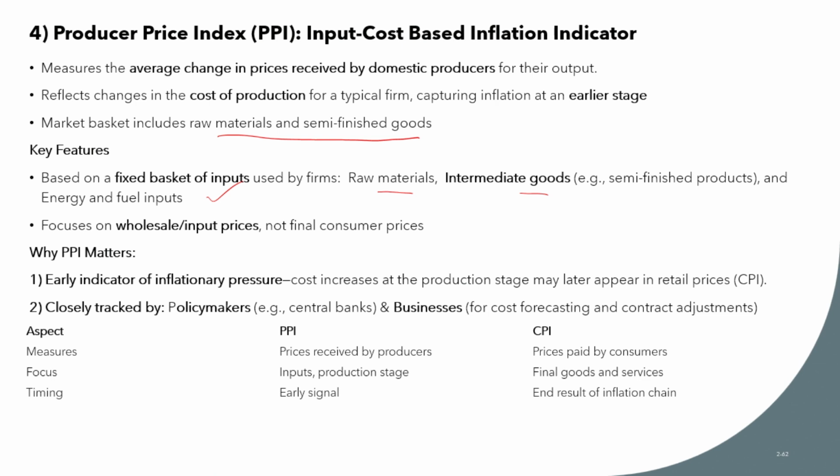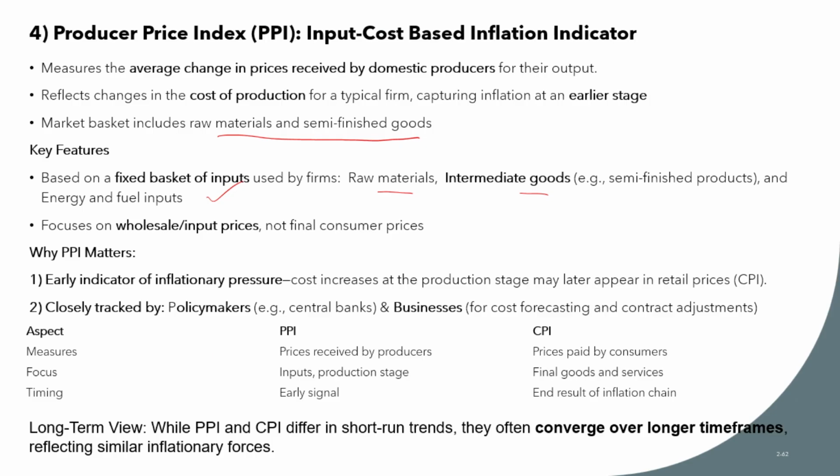This table gives a summary of the distinction between PPI and CPI. It gives the long-term view: while PPI and CPI differ in short-run trends, not only PPI and CPI, even WPI also, all these measures differ in short-term trends. They often converge over longer time frames, reflecting similar inflationary forces.